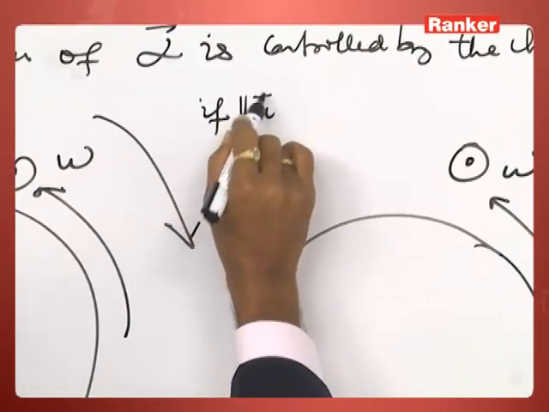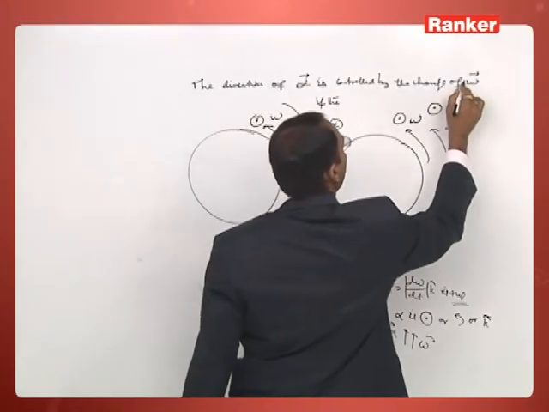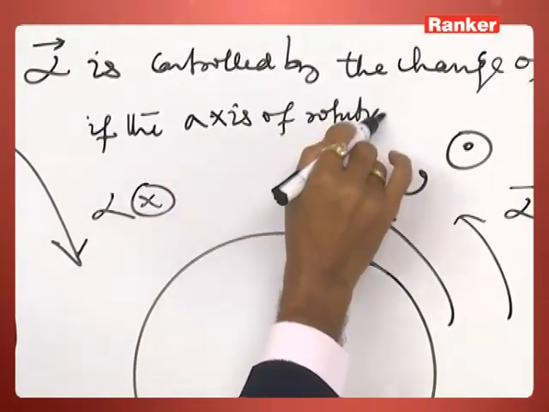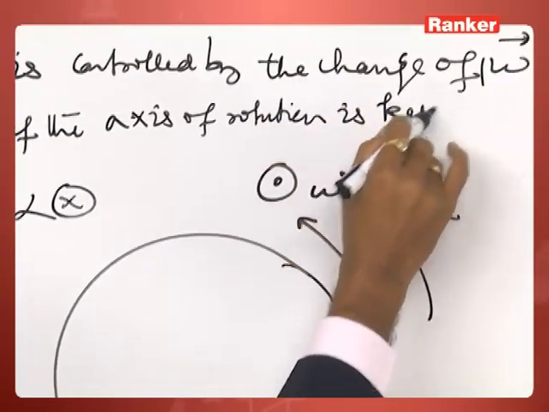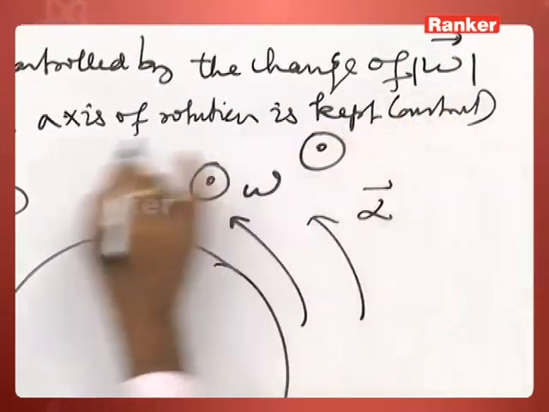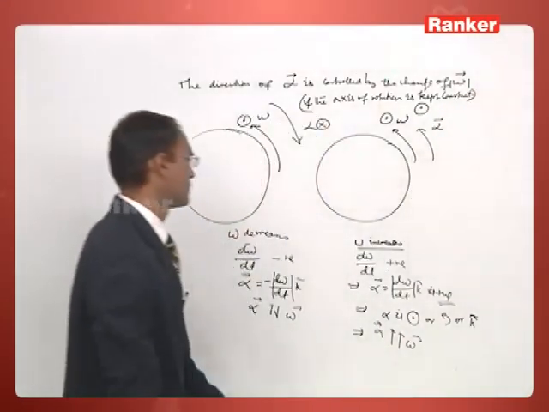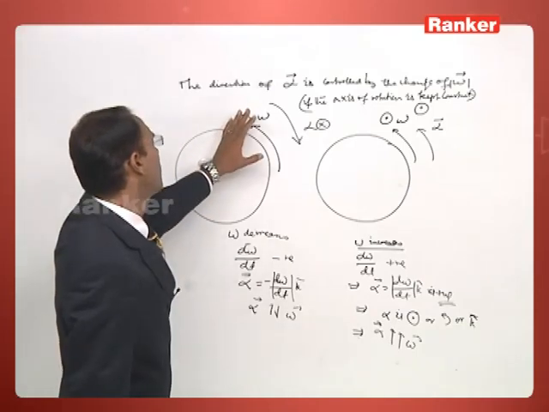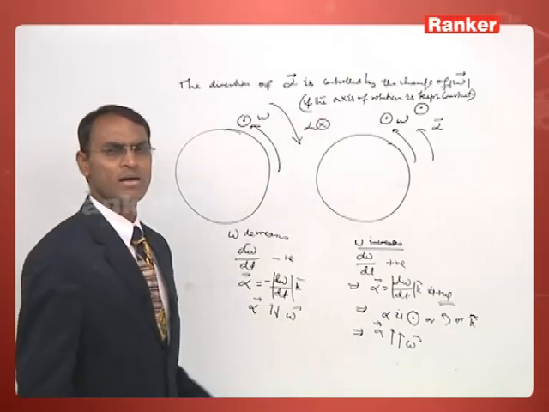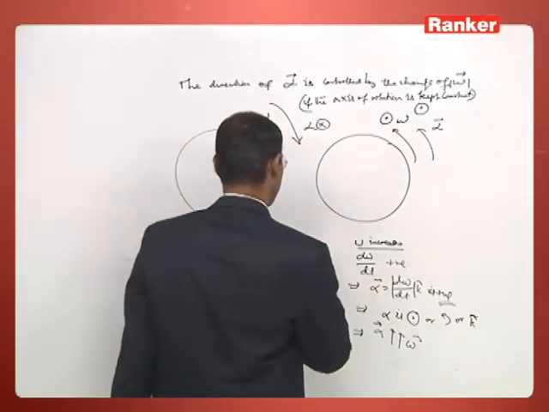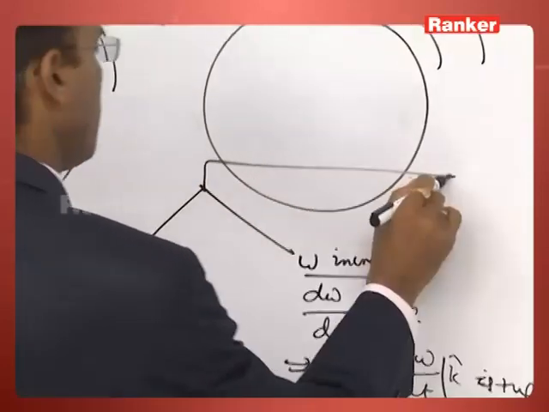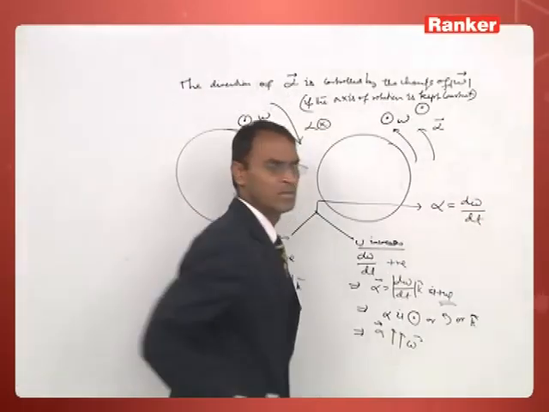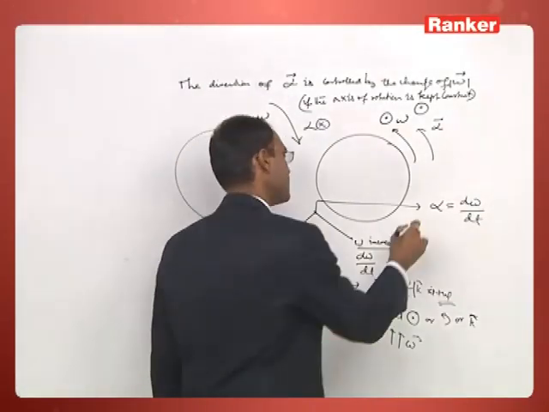This is for the angular speed, if the axis of rotation is kept constant. This is very important to understand the relation between omega and alpha. Alpha is equal to d omega by dt. Without any vector sign also you can write like this.